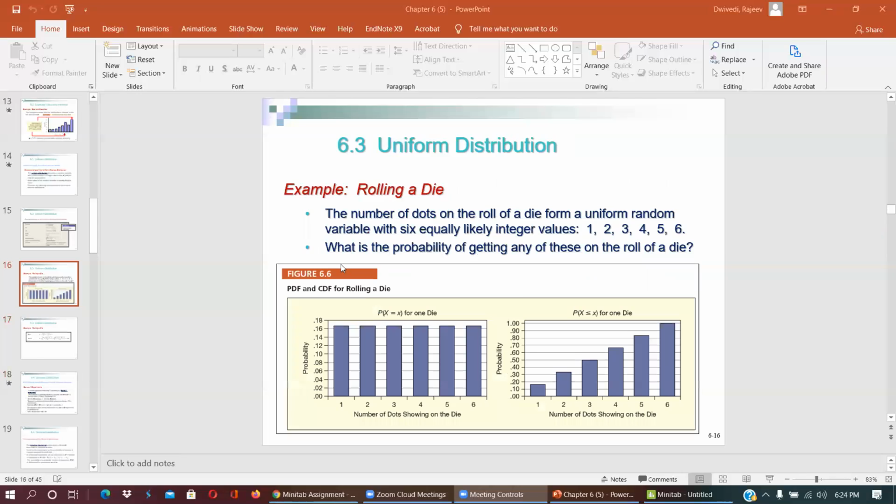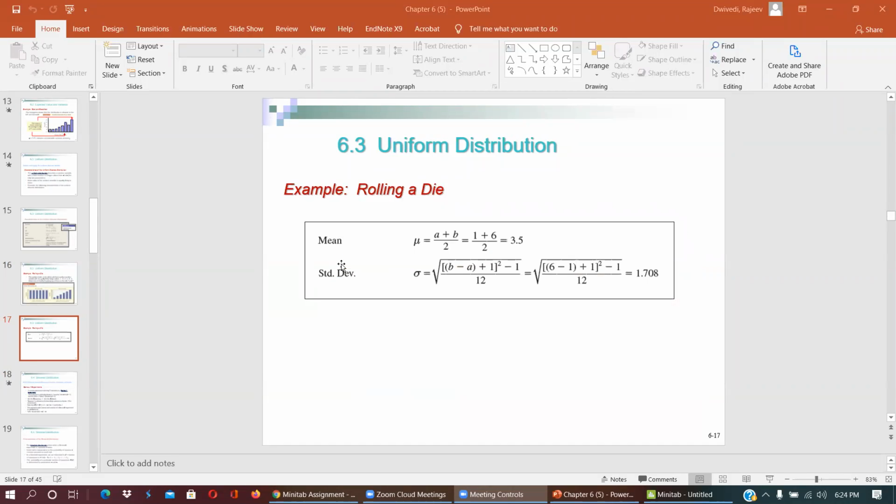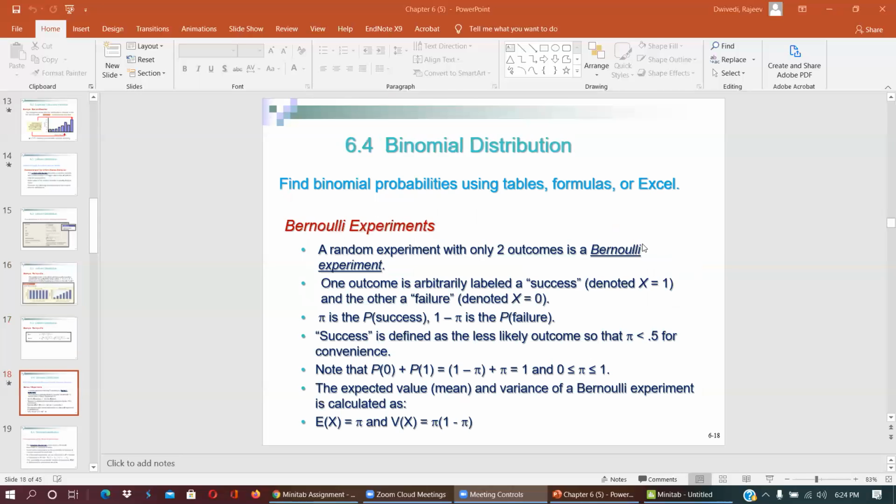So this, we normally don't use the uniform distribution; it is not that practically applicable. But now we are coming to a very important distribution that is highly applicable and highly useful in managerial decision making. Binomial distribution has two outcomes which are exactly opposite of each other.